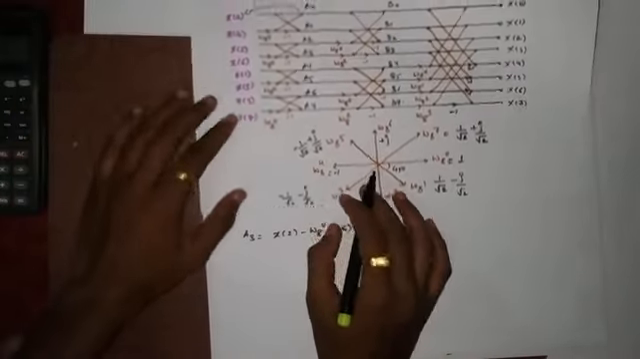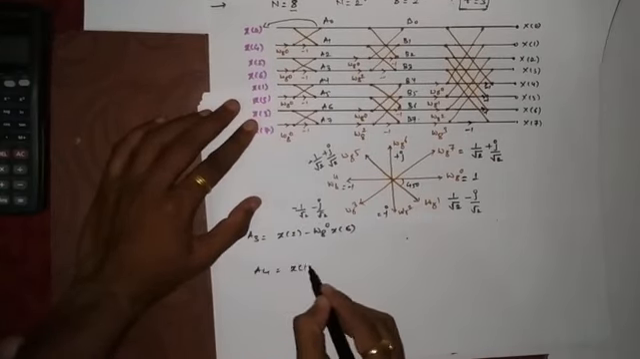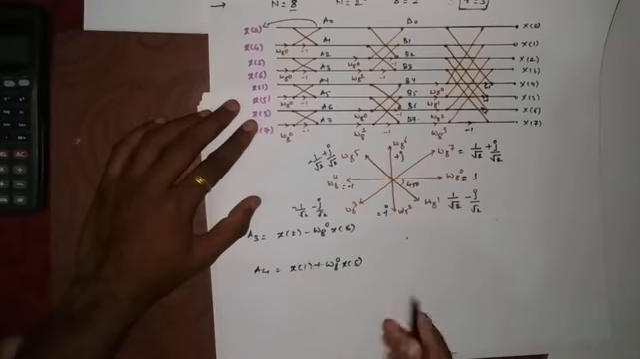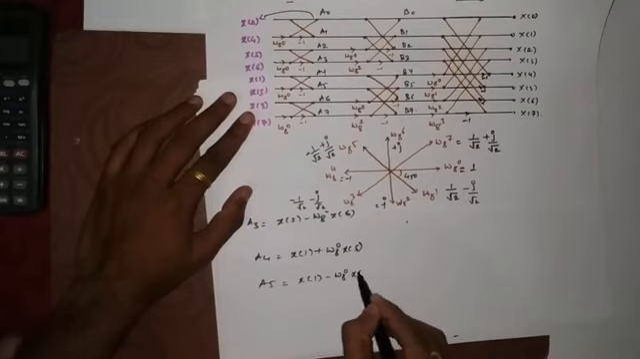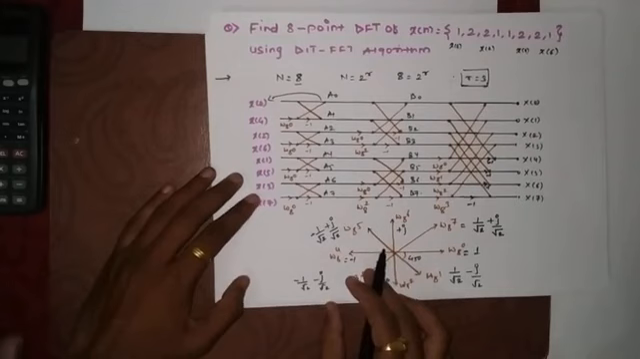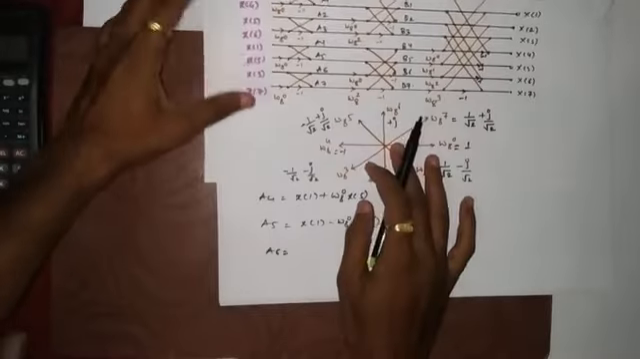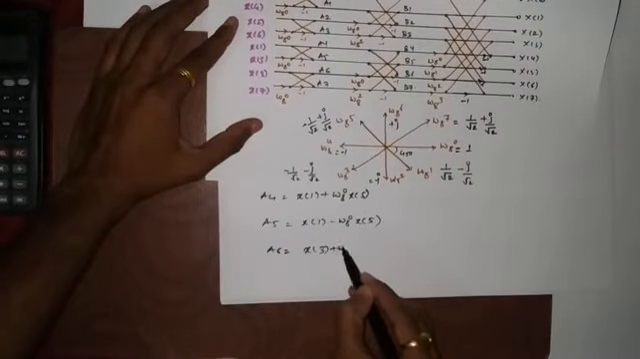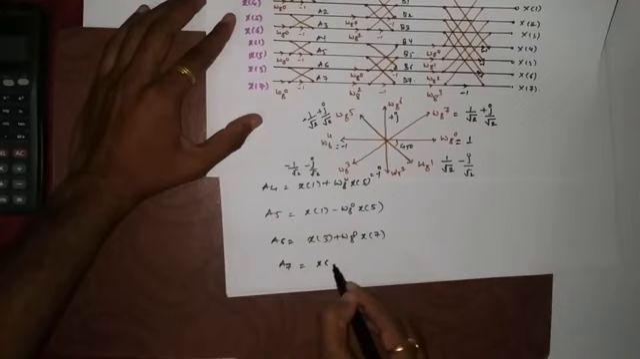Now in the next case, we will need a4, x1 with x5. So a4 is equal to x1 plus omega 80 into x5. Next, a5 reverse, x1 minus omega 80 into x5. Now we'll come across a6, which has the first input as x3 and second input as x7. So addition of these two, we'll write x3 plus omega 80 into x7, and finally a7, subtraction of these two, as x3 minus omega 80 into x7.